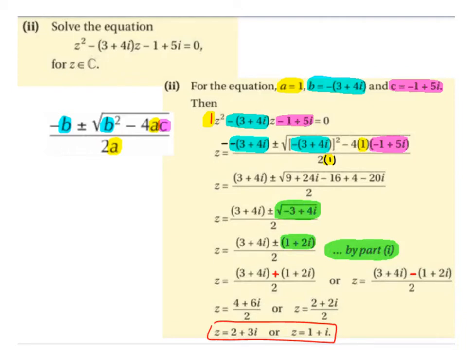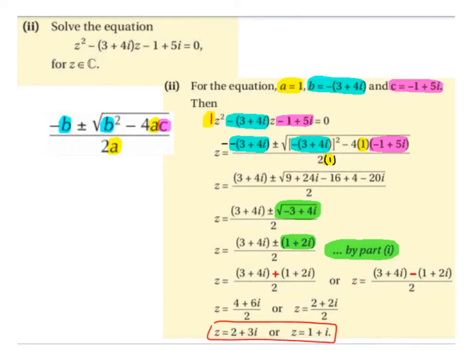So we have a quadratic equation because we have a z squared, a z, and a constant. So to solve a quadratic, we're going to use the minus b formula, or the quadratic formula from our formula book, which is minus b plus minus the square root of b squared minus 4ac divided by 2a. So for the equation, a is equal to 1, because z squared is technically 1z squared. B is equal to minus 3 plus 4i, because minus 3 plus 4i is stuck onto the z. And c is equal to minus 1 plus 5i. So minus 1 plus 5i is the constant at the end.